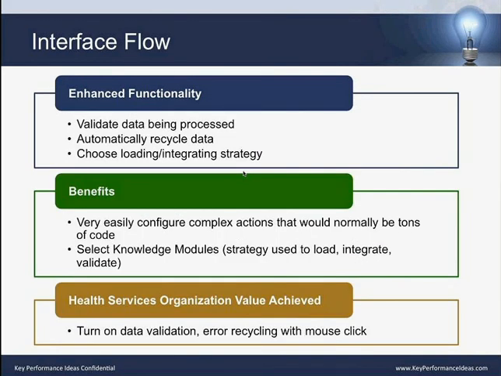In addition to the mappings of the interface that we just talked about, we also have a lot of control over the flow of the interface. We can quickly turn on if data being moved should conform to the constraints of the model we defined earlier. We can automatically reattempt to load data from a previous job that didn't transfer because of not meeting constraints. Choose the loading and integrating strategies. For example, in the case of updating data in an Oracle database table, there are actually several different integration knowledge modules we can choose from depending on our needs.